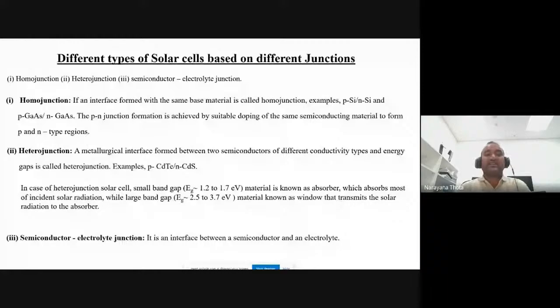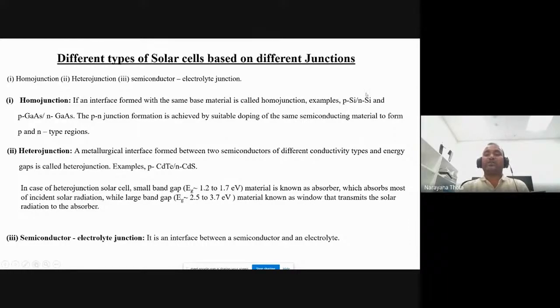Then the other one is heterojunction solar cells. These heterojunction solar cells are formed between two different semiconducting materials of different conductivity and different energy gaps. Say, for example, here we take cadmium telluride solar cells. Cadmium telluride is a p-type material and CdS is an n-type material. These are two different materials with two different band gaps. So this type of solar cell we call a heterojunction solar cell.